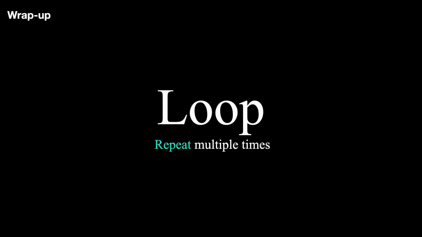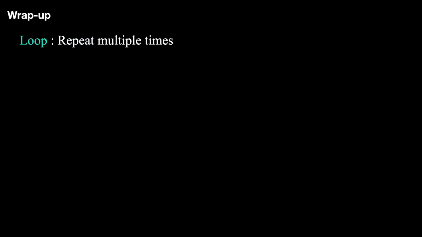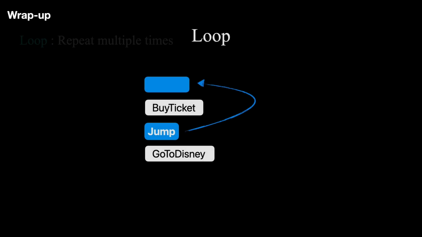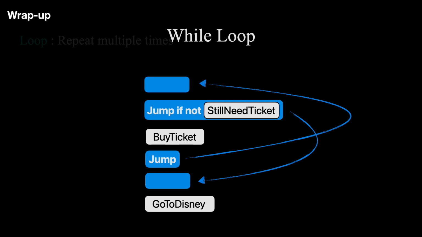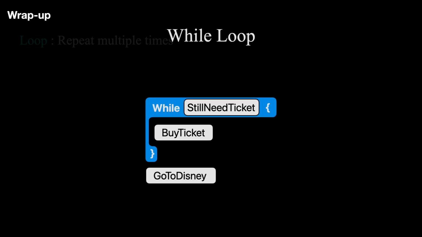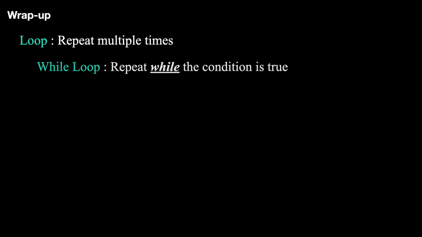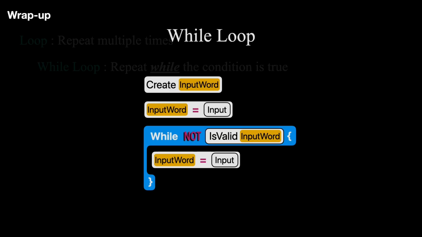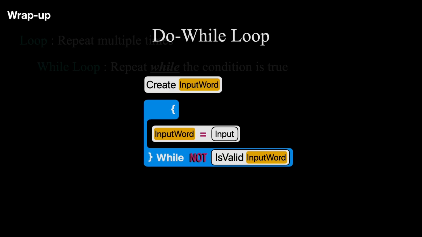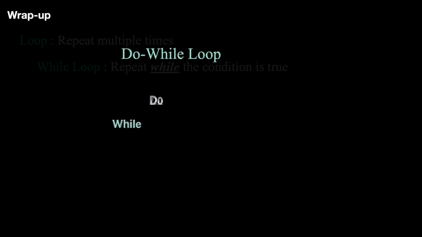Time to wrap up. Loop logic allows us to repeat a block of code multiple times. We can use the jump function to go back to the beginning of the loop after each iteration. With the condition, we introduce the while loop. This loop continues to execute while a specific condition is true. If we need the loop to repeat at least once, the do-while loop will handle it.